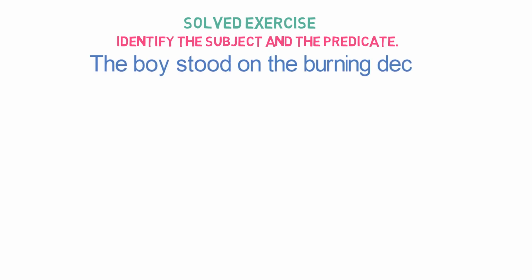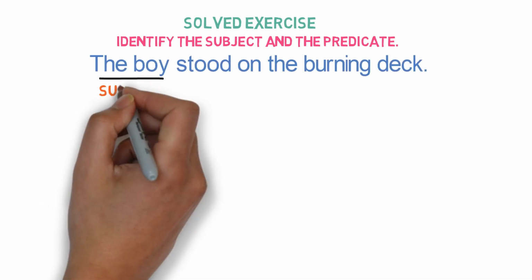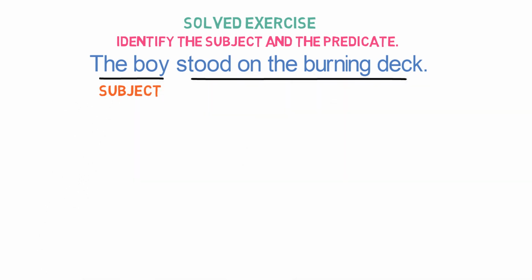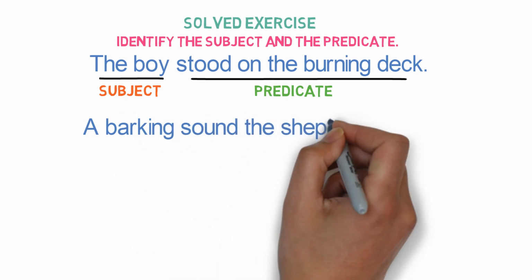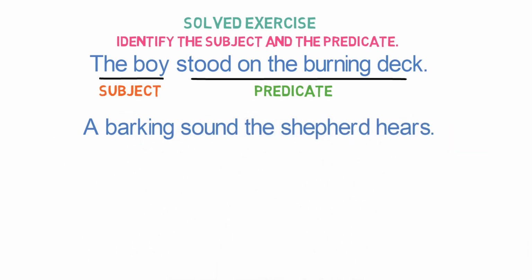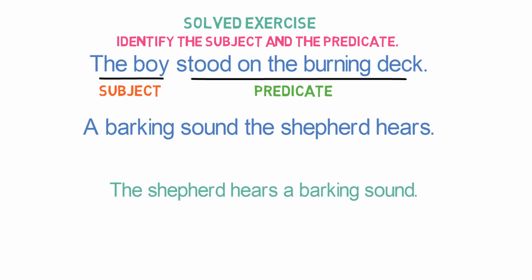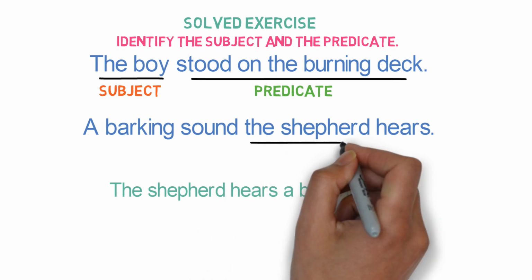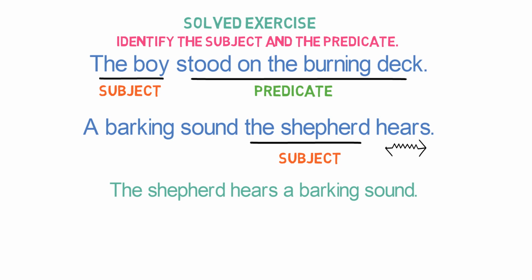The boy stood on the burning deck. Here, the boy is the subject and stood on the burning deck is the predicate. A barking sound the shepherd hears. Here, the sentence is not in the shape that we usually see. So, let's convert it in this way. The shepherd hears a barking sound. Now, it is easy for you to identify the subject and predicate. Here, the shepherd is the subject, hears a barking sound is the predicate.